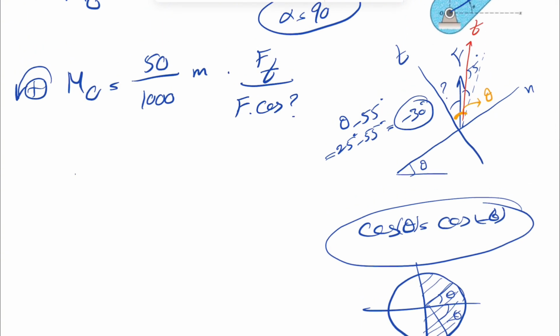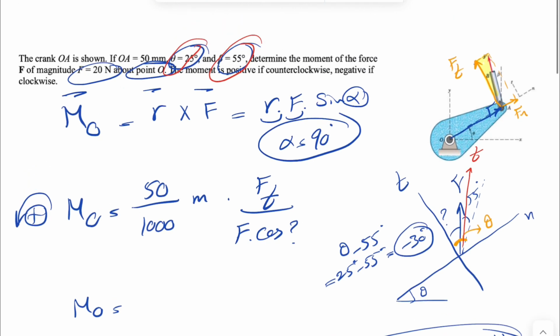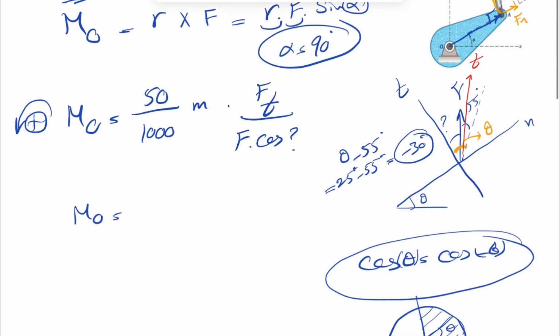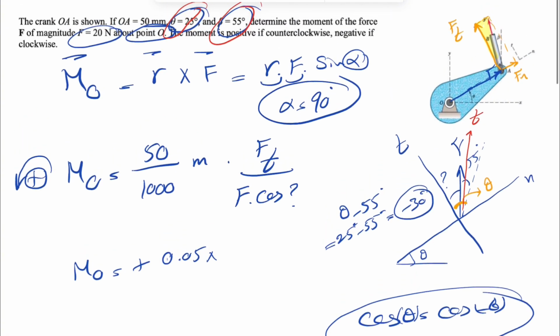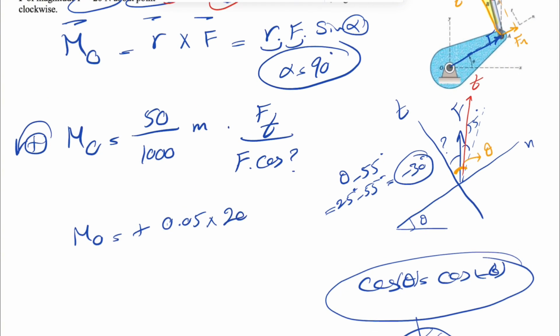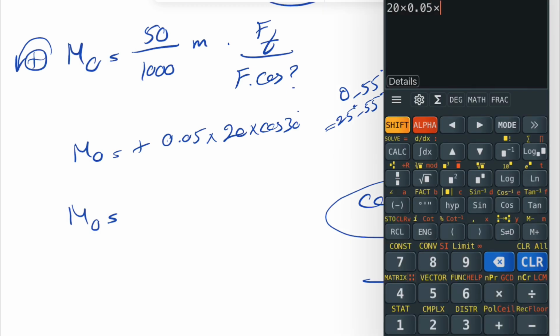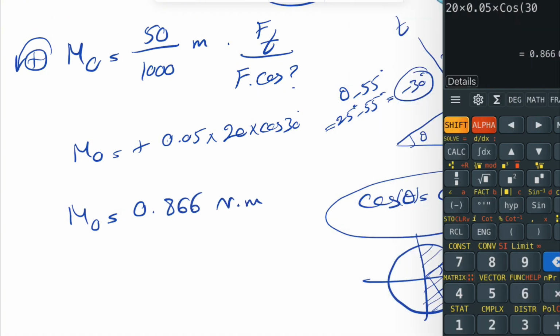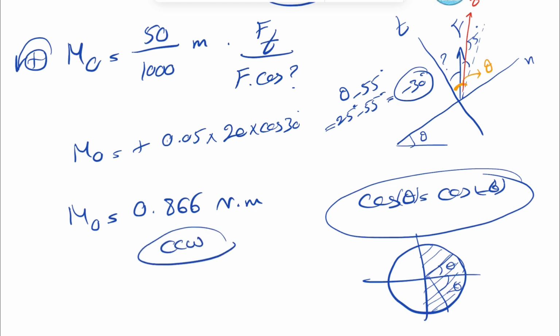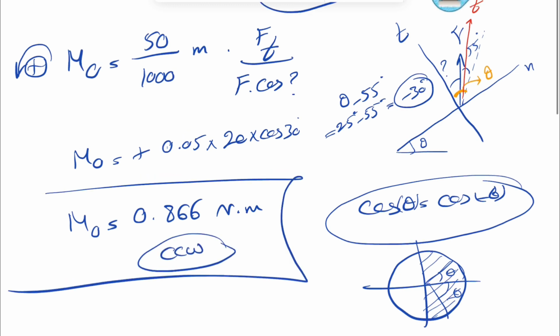For finding the moment, one thing I forgot is the direction of the moment. This force is going to make a moment in the counterclockwise direction, so we're going to put a positive sign here. We're going to have 0.05 times F, which from the question we know is 20 newtons, times cosine of minus 30, or 30, it doesn't matter. So we just have to calculate this: 20 times 0.05 times cosine of 30. And this would be the final answer for us, 0.866 newton meters. And as I mentioned, the moment would be counterclockwise. And that's the final answer for this question.